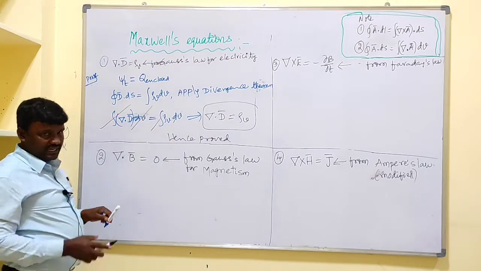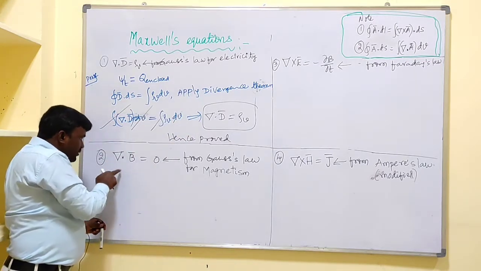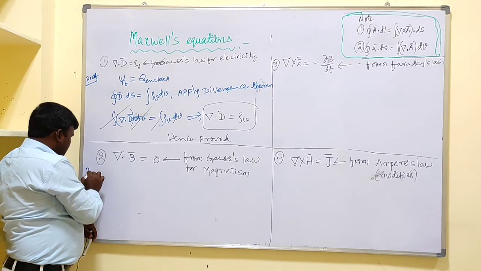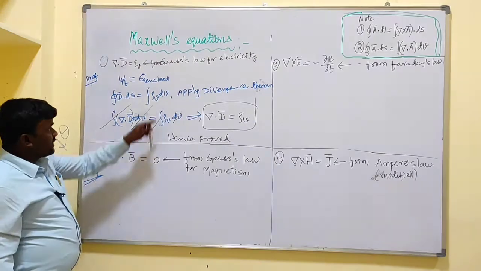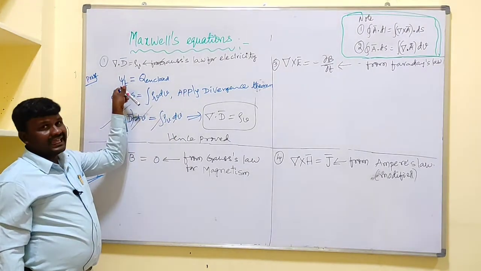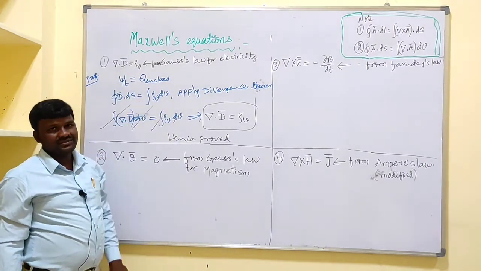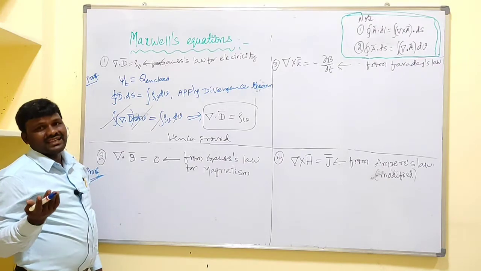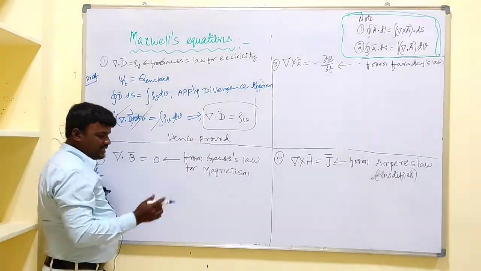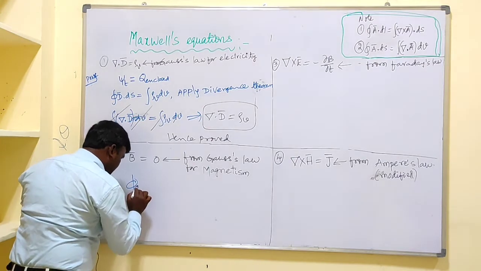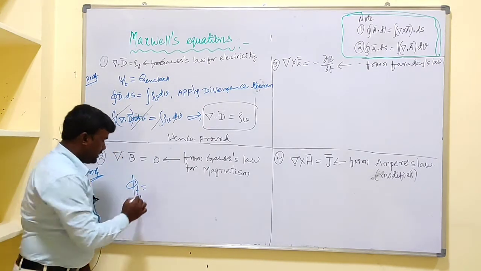Now let's move on to the second one. Del dot B equal to 0 can be proved by using Gauss law for magnetism. Gauss law for electricity is for electric flux. Gauss law for magnetism is for magnetic flux. It is magnetism, so we need to consider that the magnetic flux through a closed surface is equal to 0.